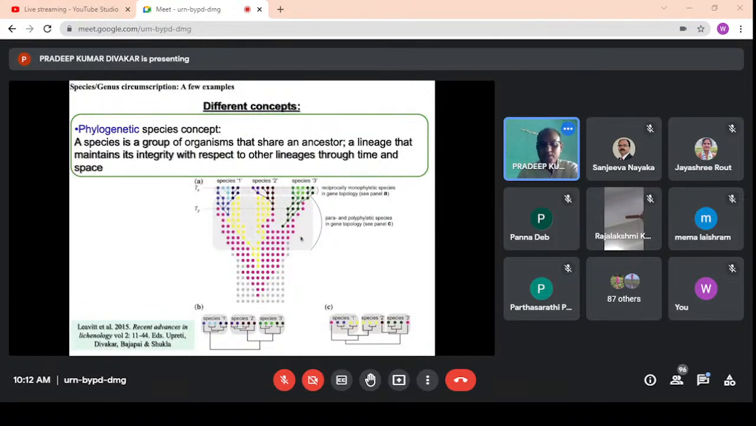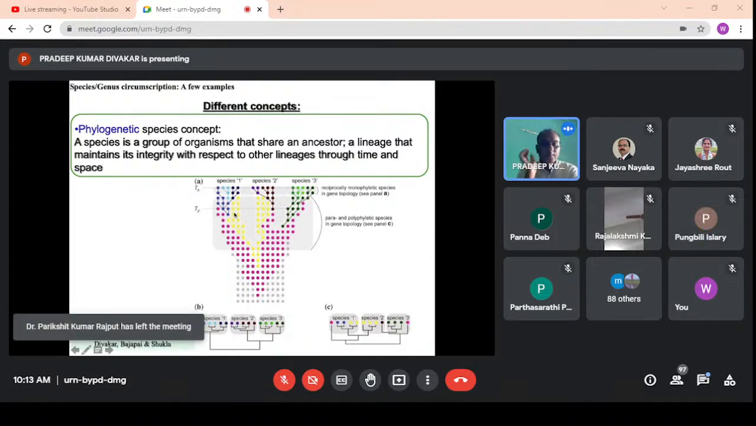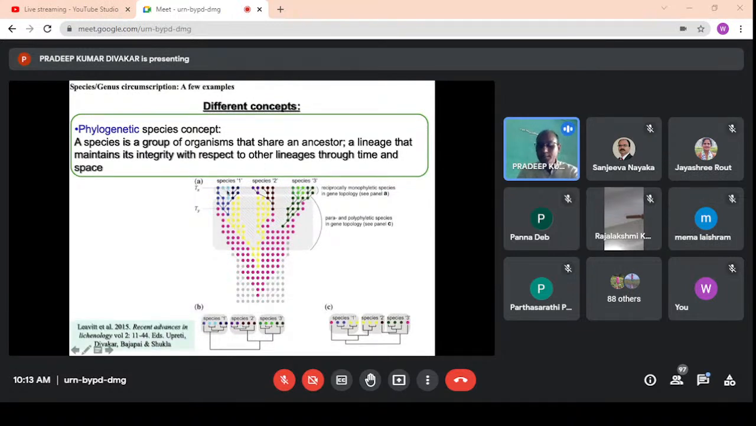So I put an example here. If we do the sampling at this time span, then we will see that species 1, species 2, species 3 are all monophyletic, because all the groups have had sufficient time to fix their lineages. In other words, I can say they had sufficient time for the divergence, for the species separation.